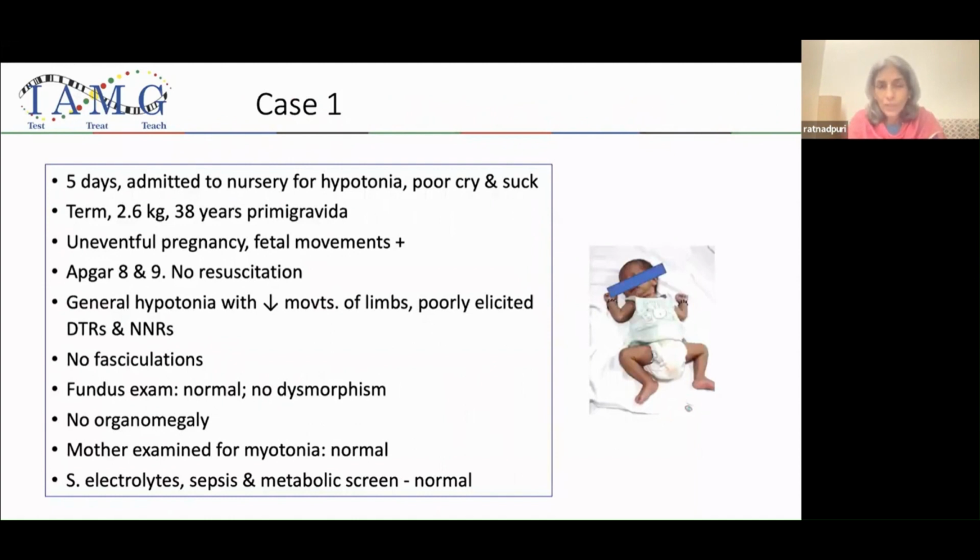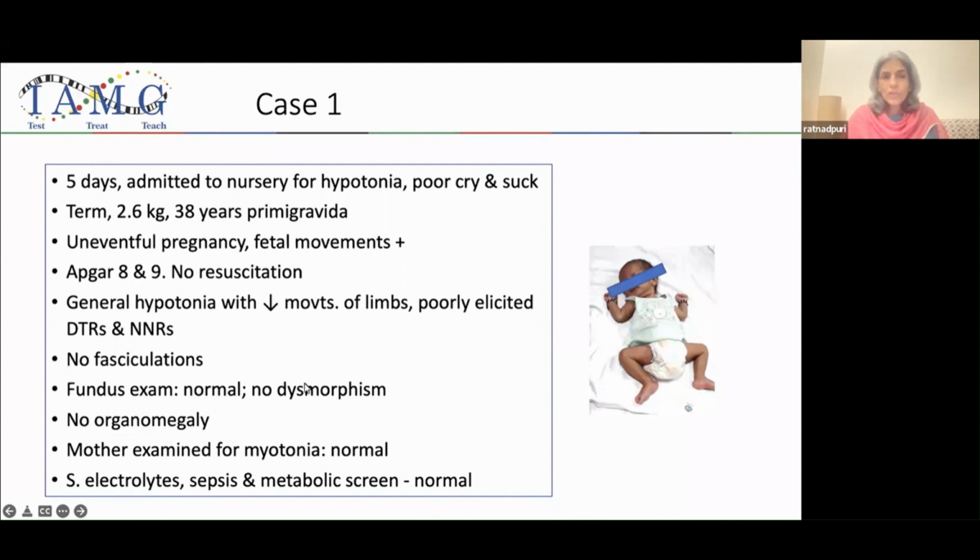Now, this is one patient who on day 5 of life was admitted to the nursery for hypotonia, poor cry, and suck. You can see the frog-like position, which tells us that this neonate has hypotonia. This was a term primigravida. The birth weight was 2.6 kilos for term. It was an uneventful pregnancy. There was no polyhydramnios. The fetal movements were observed. There was no resuscitation required at birth.